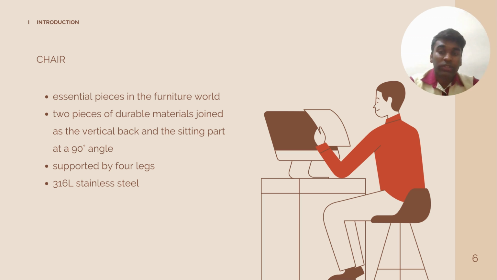So, the object that we chose for our analysis is a chair, and it is one of the important pieces in the furniture world. Usually, the main part of the chair is built by two pieces of raw material joined at a 90 degree angle to make the vertical back and the sitting part of the chair, and it is supported by four legs. And we chose the chair to be made out of 316L stainless steel.